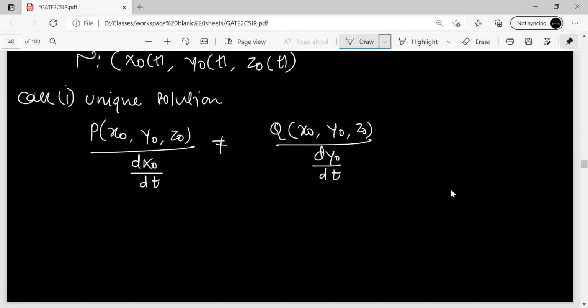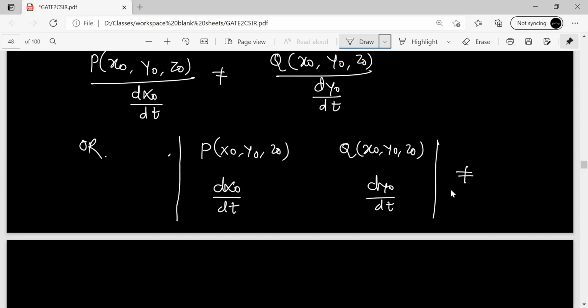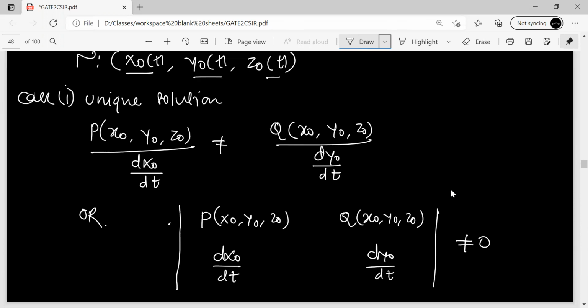Or you can even consider this determinant. Consider a determinant of p of x naught, y naught, z naught and q of x naught, y naught, z naught, with dx naught over dt and dy naught over dt. When I'm writing x naught, y naught, z naught, I'm talking about these curves. All right, if this determinant is not equal to 0, in that case we will get a unique solution.